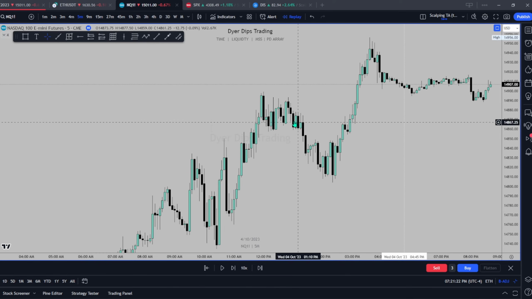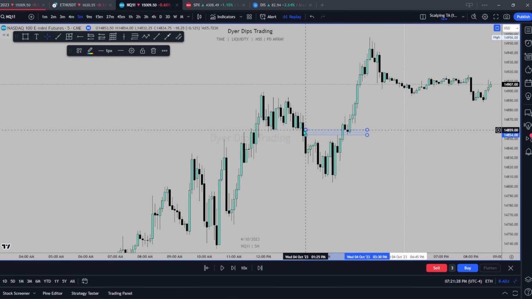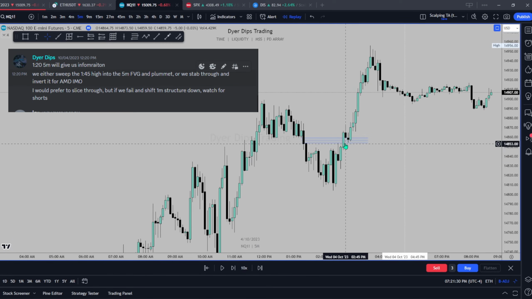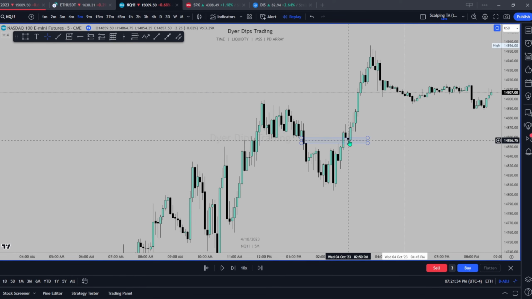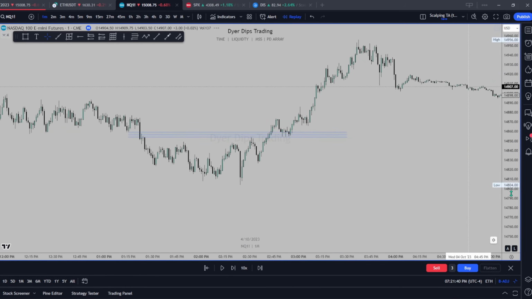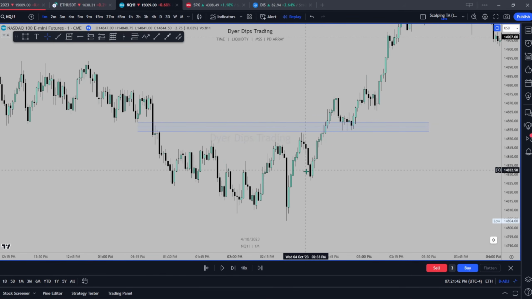As we get this push up, I was actually looking for this 5-minute imbalance or fair value gap here to invert. So once we did break through this and come in for a retap, I actually got QQQ calls here looking for higher prices, and that also allowed me to get into a futures long on this candle right here.